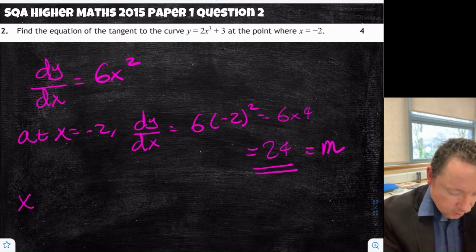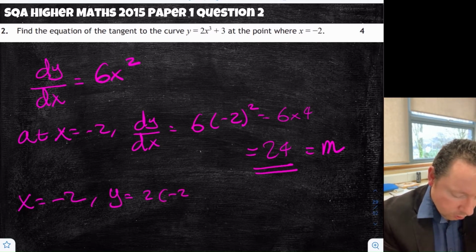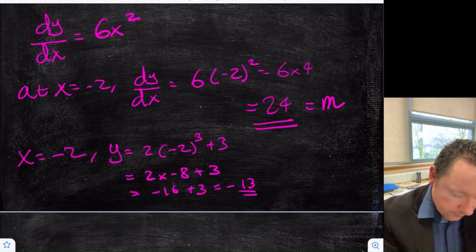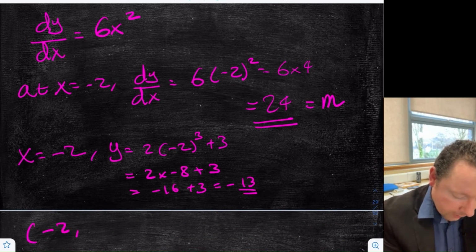When x is minus 2, y equals 2 times minus 2 cubed plus 3. That's 2 times minus 8, add 3. Minus 16 plus 3 is minus 13. So our point is minus 2, minus 13 and our gradient is 24.